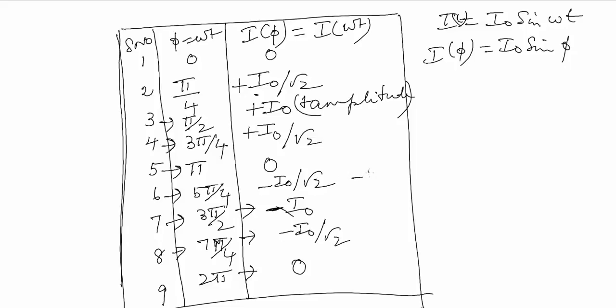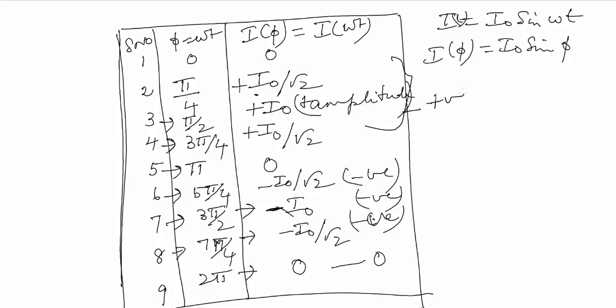This will be negative value. Minus I naught also negative. All these are negative. This is 0. This is positive. Here you find that in all of these the value is positive. In all of these the value is negative. That is one basically the thing.